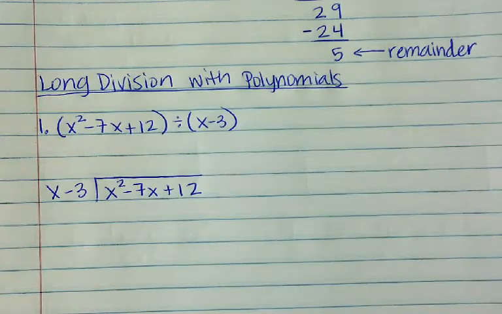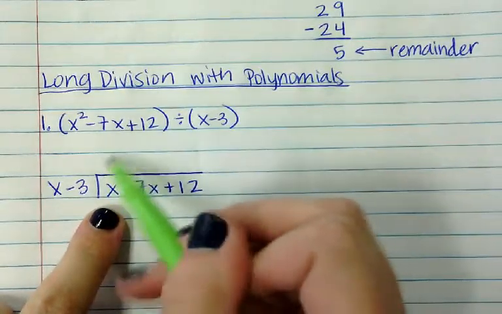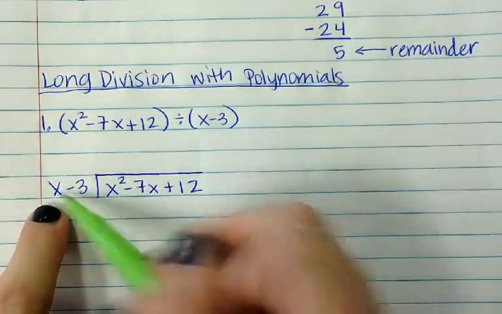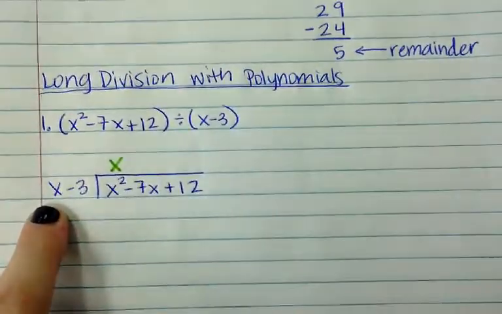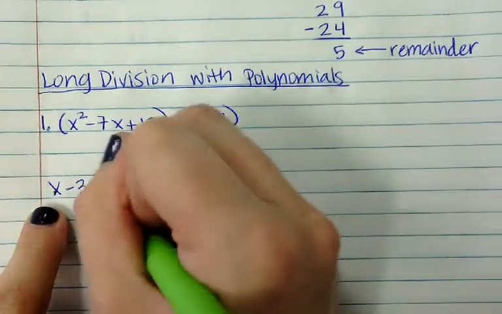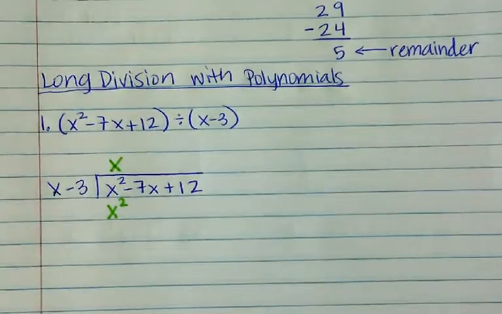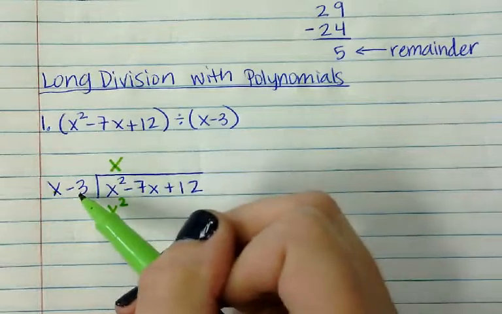So what you want to do, guys, is you want to think about how to cancel out that first term. So up here, what do I need to multiply by in order to get an x squared? I will need to multiply by an x. X times x is going to give me x squared. Are you guys comfortable with that? But x times negative 3 is going to give me negative 3x.